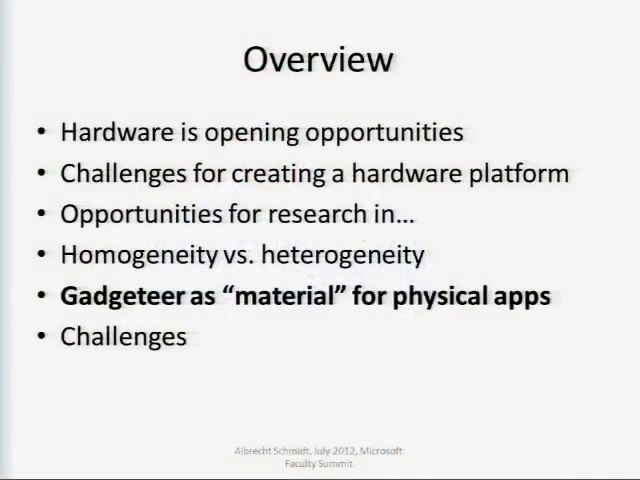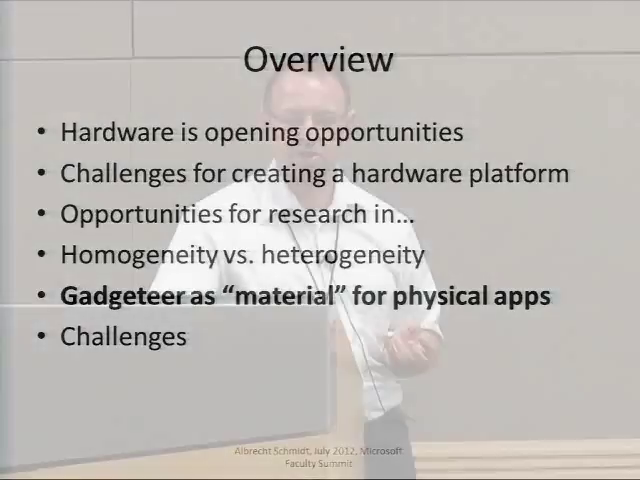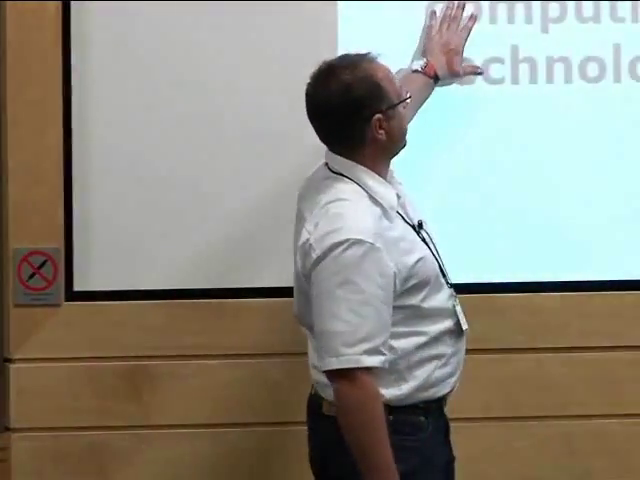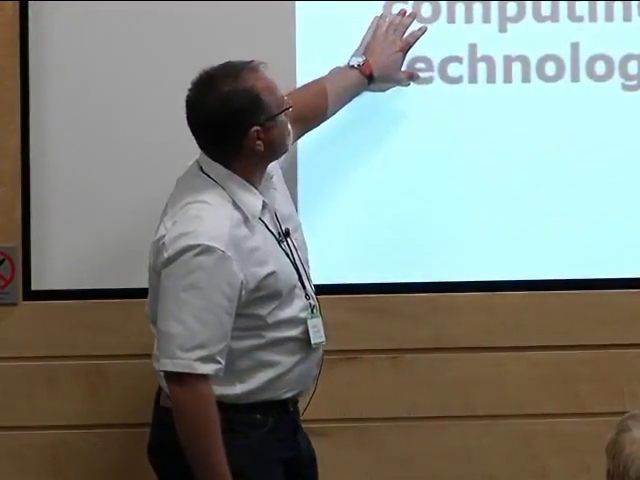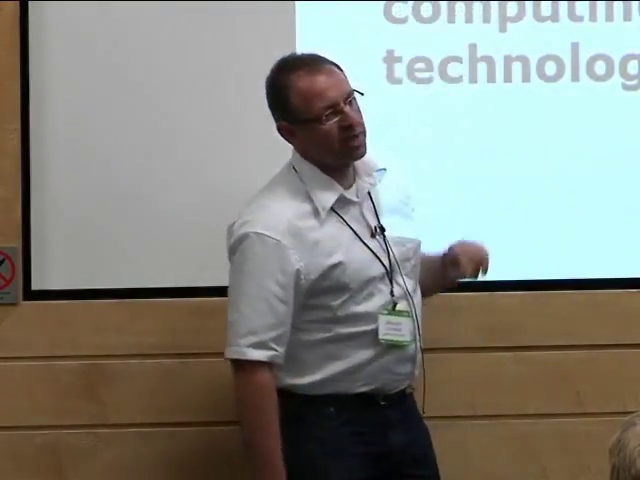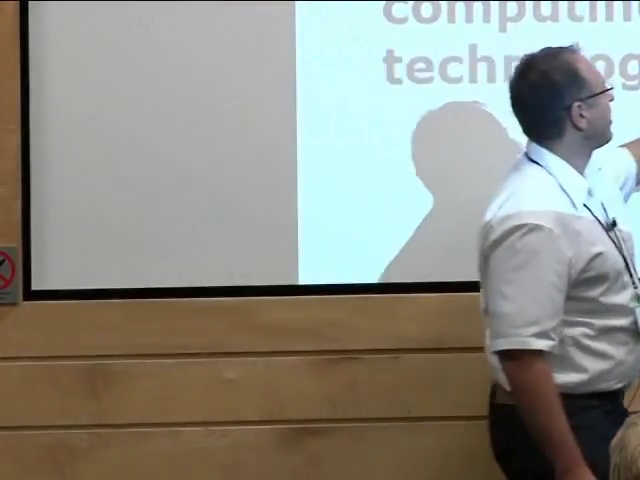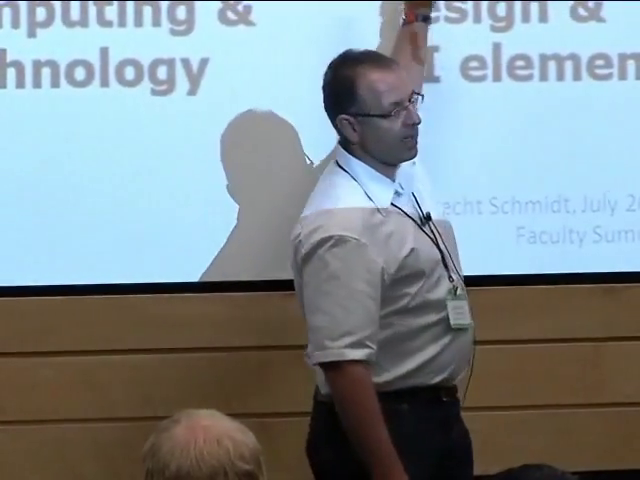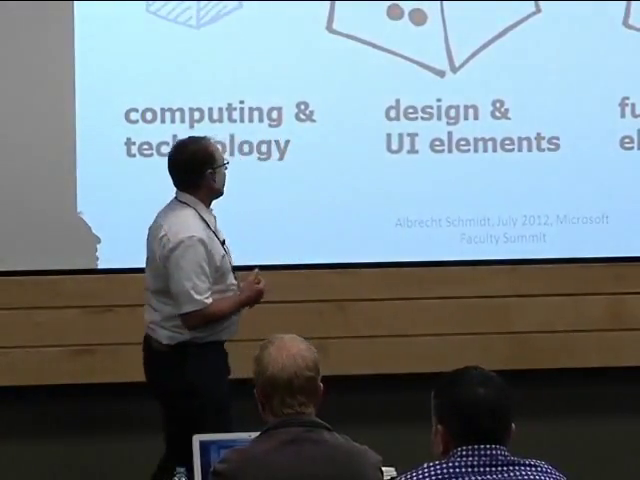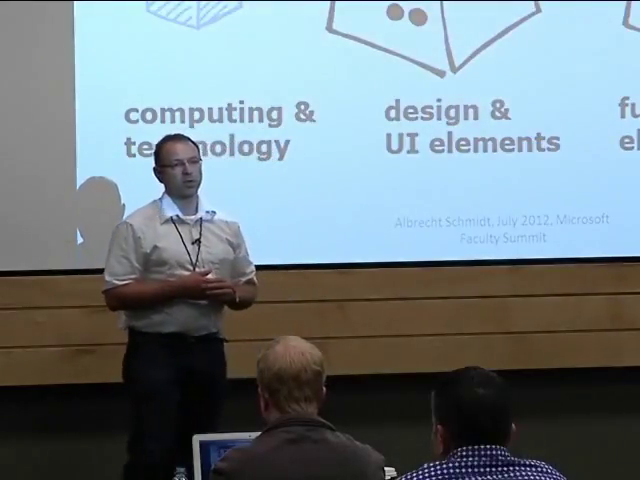And I will now lay out a little bit how we imagine Gadgeteer in the future as a material for physical apps. So the vision is you have a core where you have computing and technology inside. And if you're somebody who builds those products, you don't want to have to understand too much about this one. And then you have something where you design the system, the UI elements, the functional properties. And then you put it together into a consumer product.